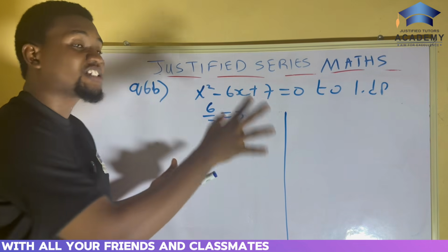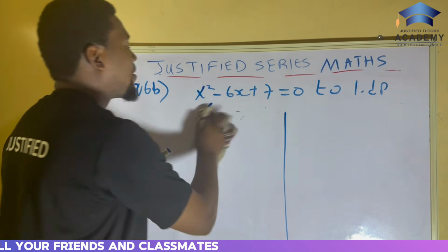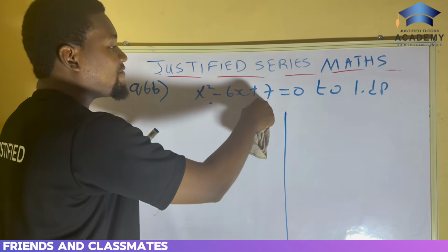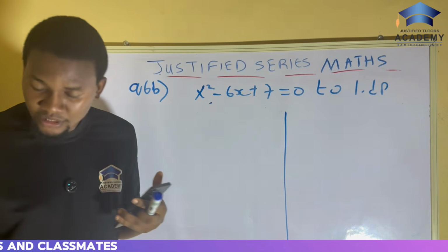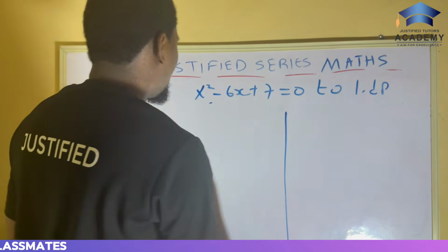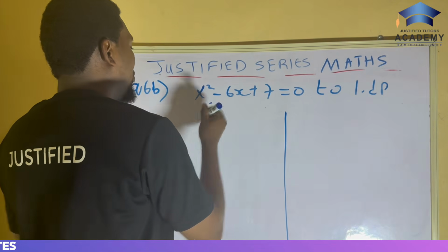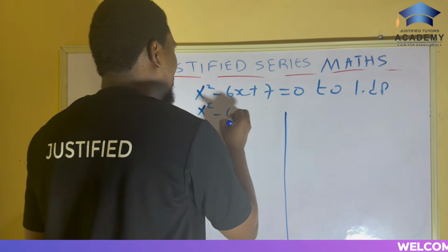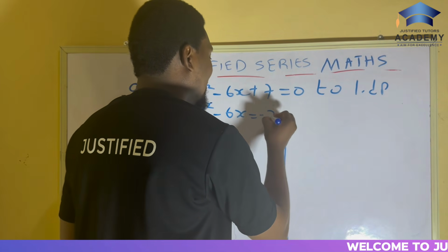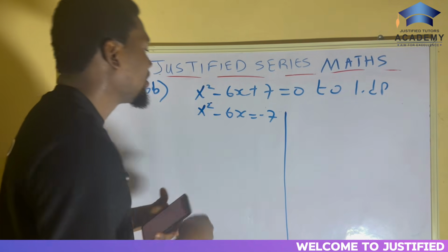Sorry, I've already skipped one step. Before we do that, this 7 has to go to the left-hand side. This one has to go this side. So we have x squared minus 6x is equal to minus 7. Yes, this is the first step.